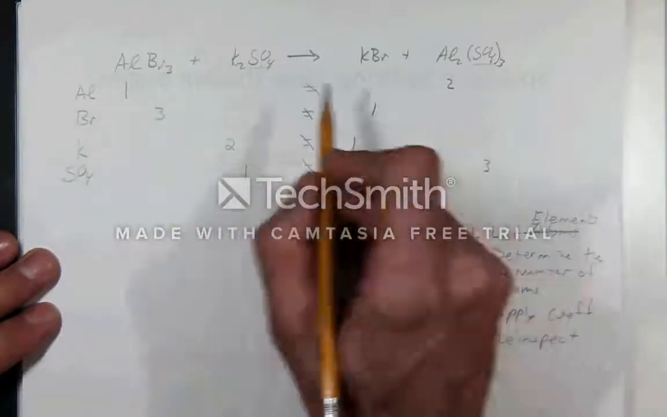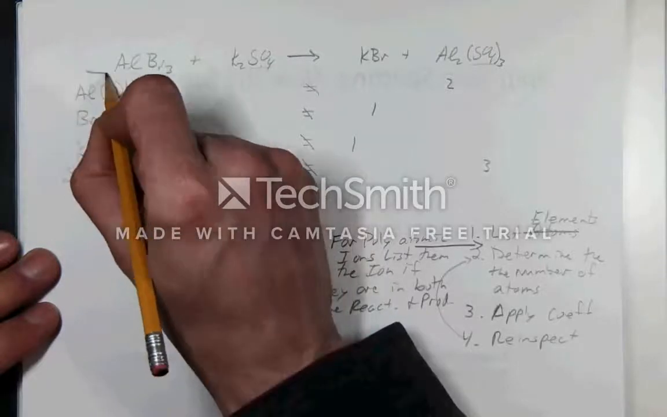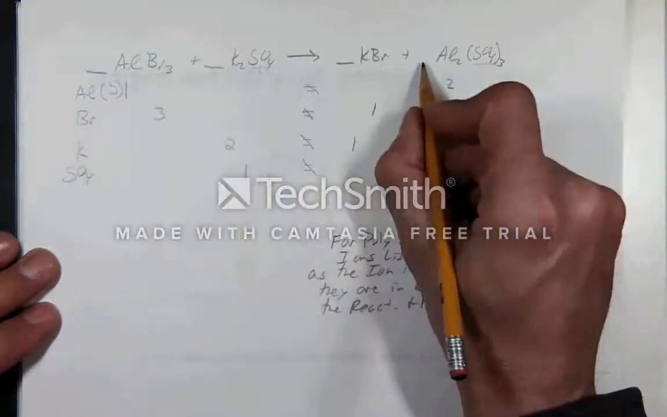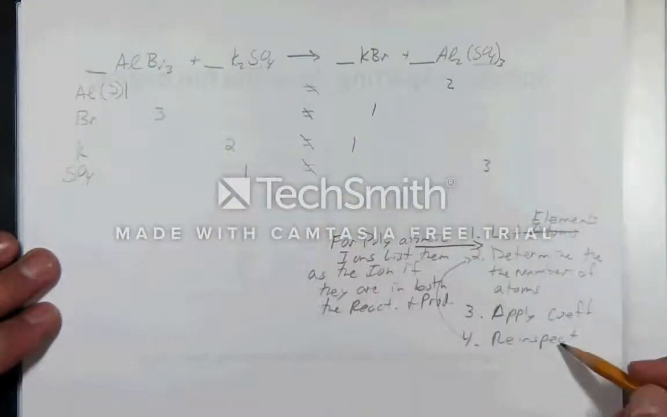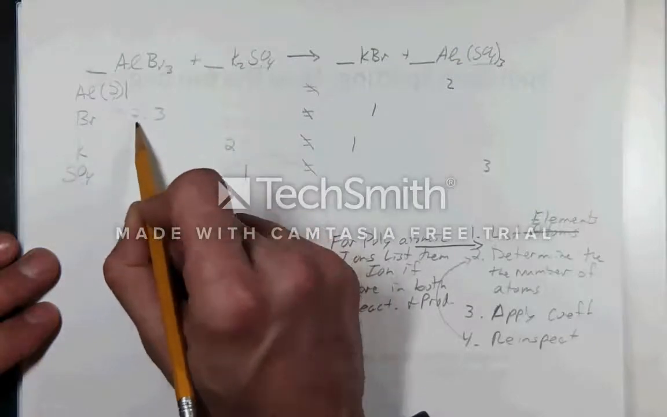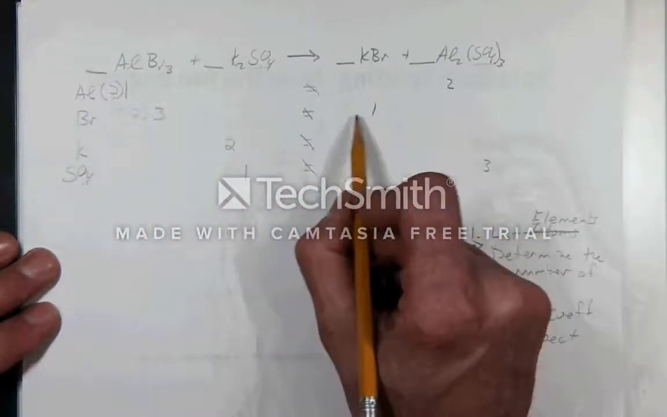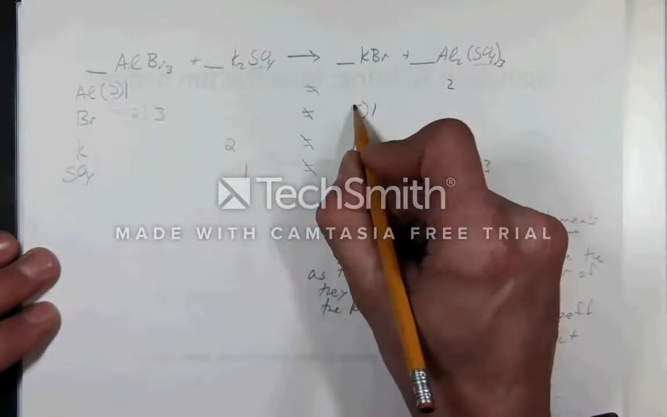Okay. So 1 doesn't equal 2. We'll put a 2 here, and we put these lines in front so we remember only to apply coefficients. 2 times 1 equals 2. We apply the coefficient, now we reinspect. This 2 also applies to the bromines. 2 times 3 does not equal 1. 2 times 3 is 6, so we're going to need a coefficient of 6 here.